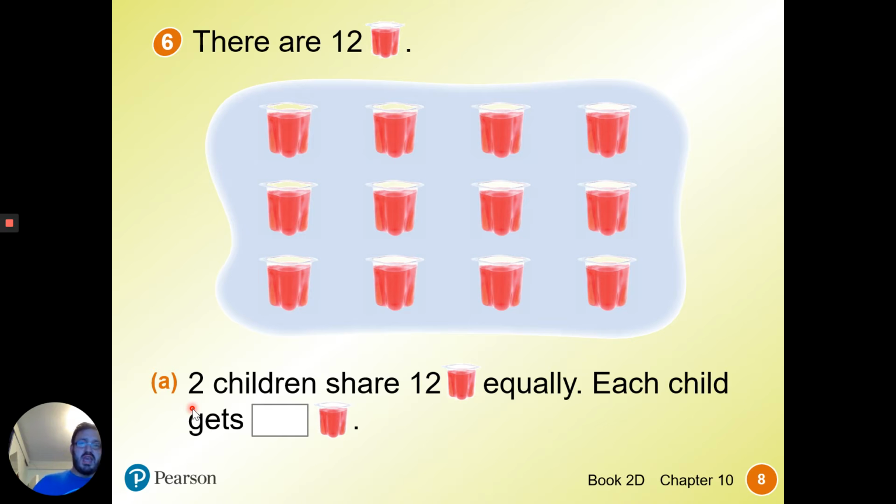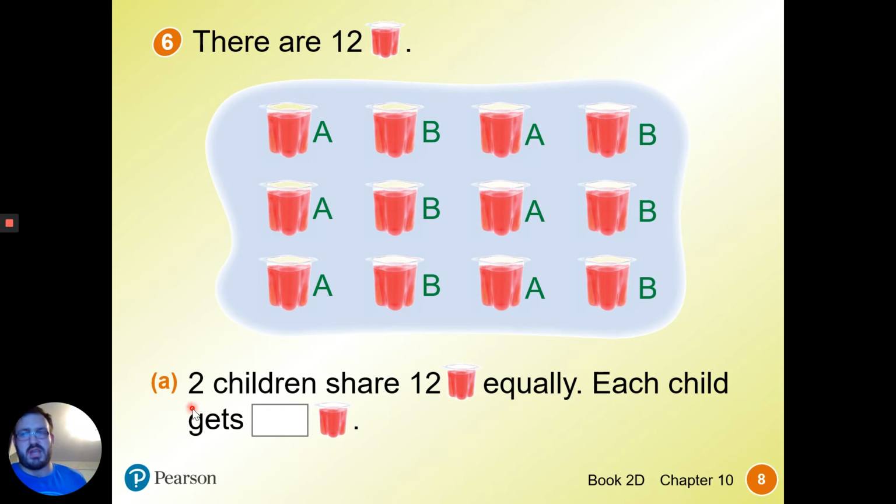We've got some jelly here. So we've got 12. We're going to write A, B, A, B, A, B, A, B, A, B. So we've shared them equally. 2 children can share 12 jellies equally. Each child will get 6.